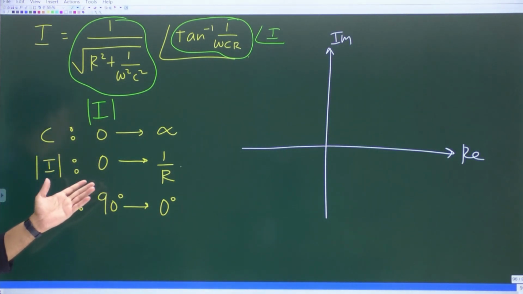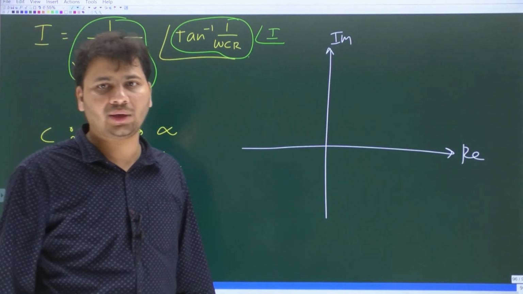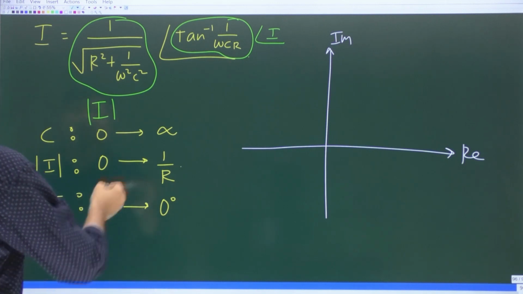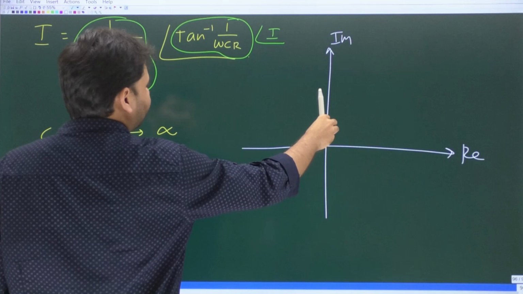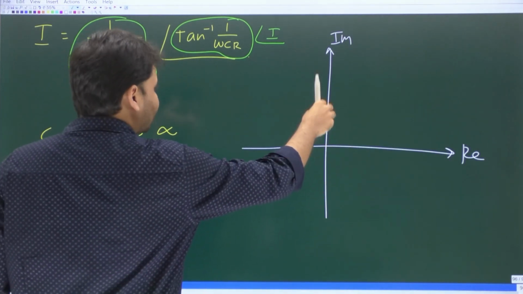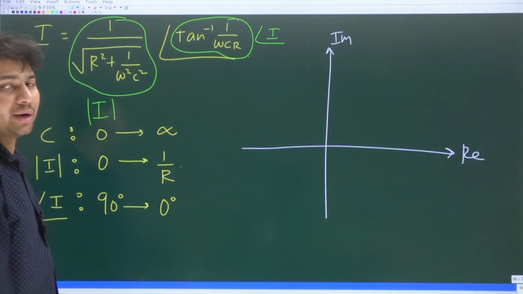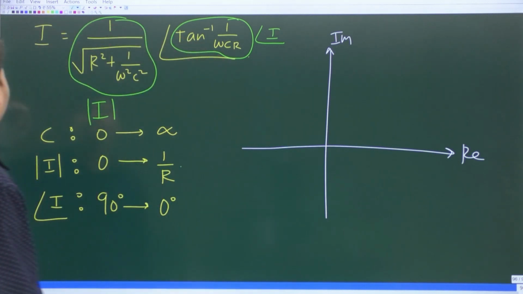Initially the phasor has a length of what? 0. Length 0, that means what? It's like a point at the origin. Yes. And then the length keeps on increasing and the phasor will rotate from positive imaginary axis towards the positive real axis. Positive imaginary towards positive real. That means it will rotate in the first quadrant in the clockwise direction, okay?